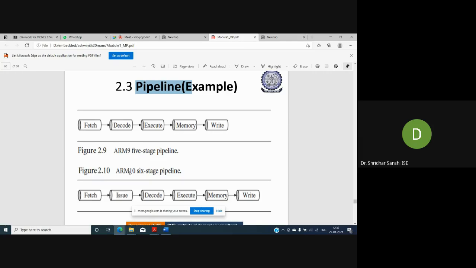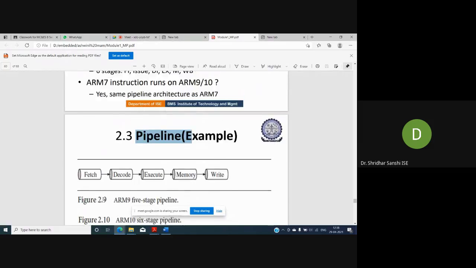Whenever we are talking about ARM10, we have fetch, issue. So this is another pipeline stage added with respect to ARM10. As the pipeline increases, the amount of work done per instruction is reduced. Okay, so as the pipeline increases, the amount of work done for an instruction is reduced. So this increases the execution speed of the processor.